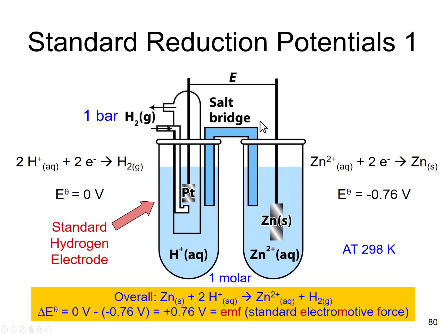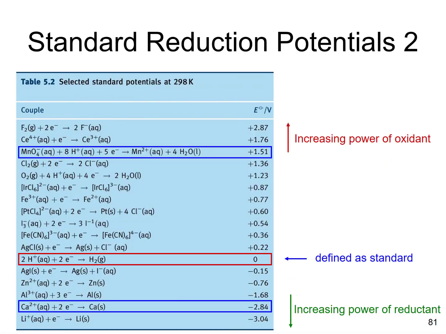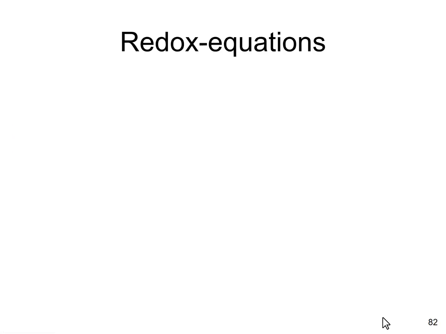You can now do many different other cells and compare that to the standard hydrogen electrode to measure their standard reduction potentials. This has been done, and here you can see a table that summarizes selected examples. Here in red, you can see our standard, namely the reduction of protons to dihydrogen. And all the cells that appear above this standard would have a positive value. And in this direction, you have an increasing power of oxidant. On the other hand, you have smaller values than 0, which means negative values. And if you go down here, you have an increasing power of reductant.